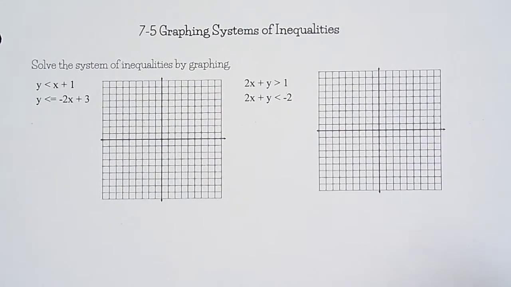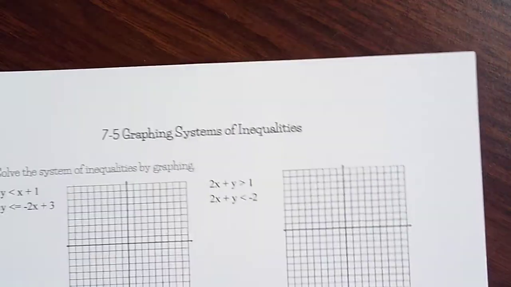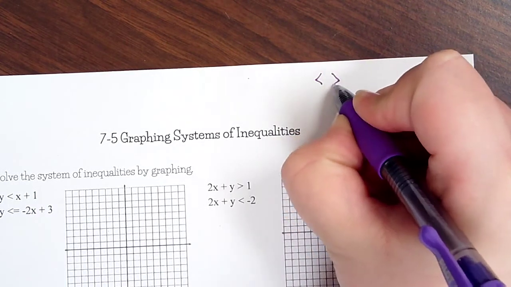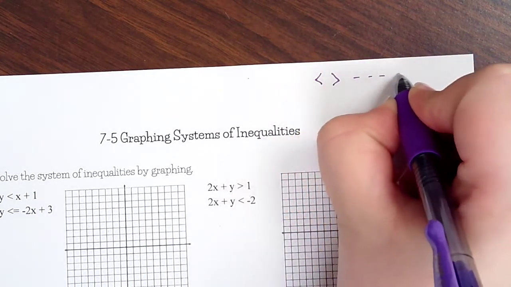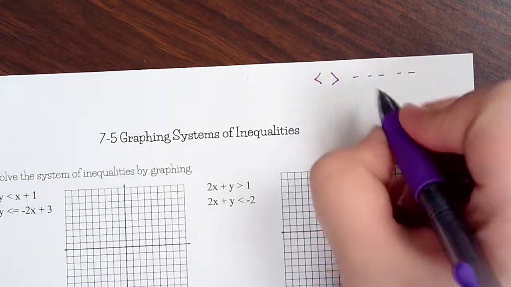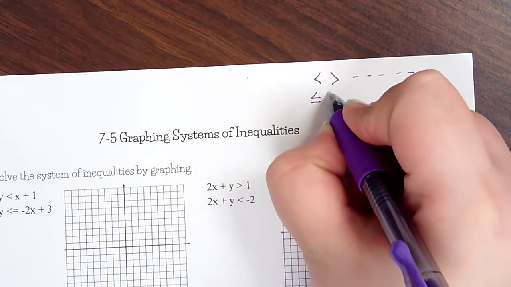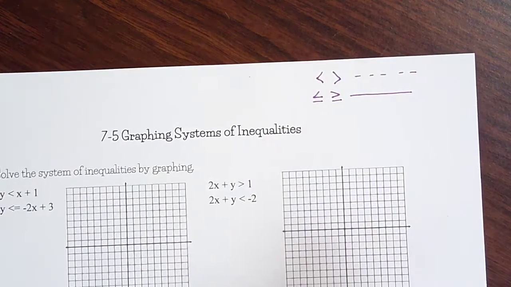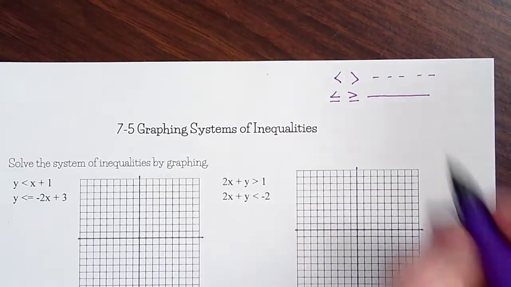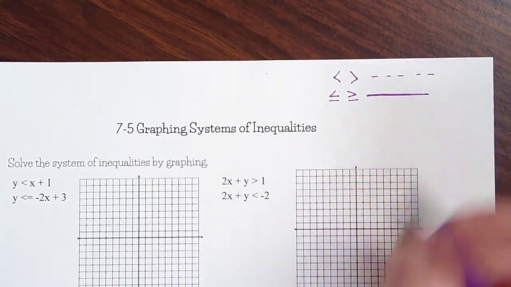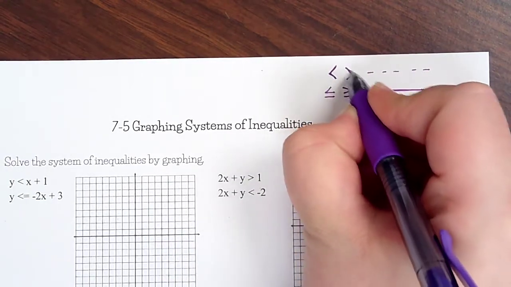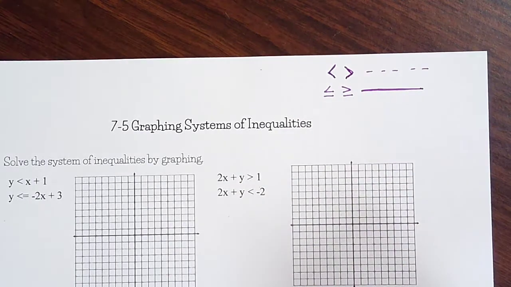The first thing you should remember about these, and maybe a note that I would put at the top of my page if I were you, is I would remind myself when I have a dashed or dotted line versus when I have a solid line. When I have an or equal to symbol under my inequality, that is going to be a full solid line. When it is only the inequality sign, less than or greater than, it's going to be dashed.